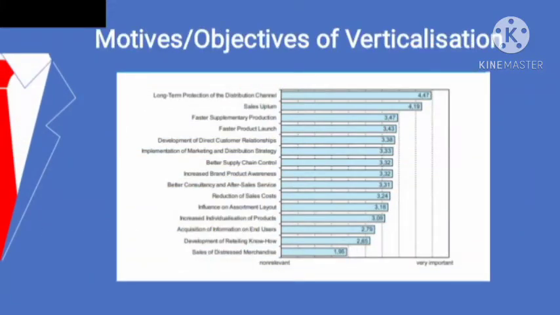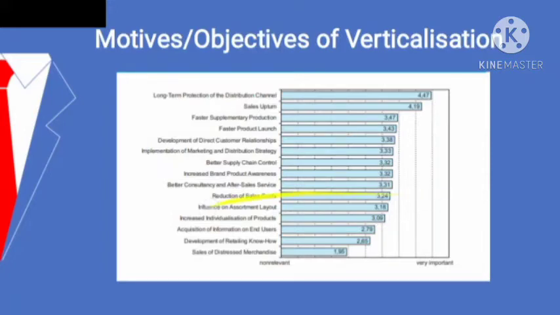Here they are. As you can see in this figure, the most important aspect of verticalization is the long-term protection of the distribution channel, which means that they focus on distribution. One example of verticalization is manufacturers, which means that the manufacturers can exercise power in the distribution channel. So today, I will show you different kinds of distribution systems used by the manufacturers.